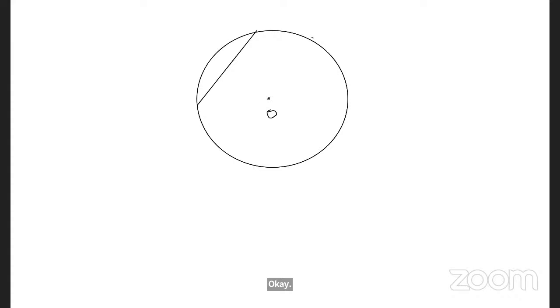Don't draw the diameter. Draw two segments, you said, right? Chords, I said. Chords. Okay. Name them. Let's name this AB. Okay. And CD. I have two chords in my circle, AB and CD.